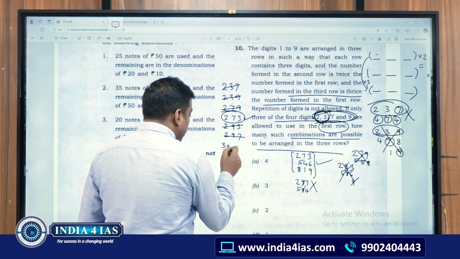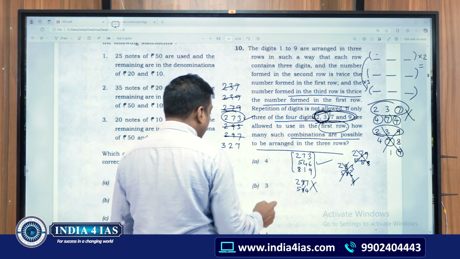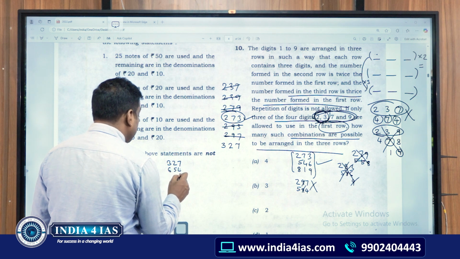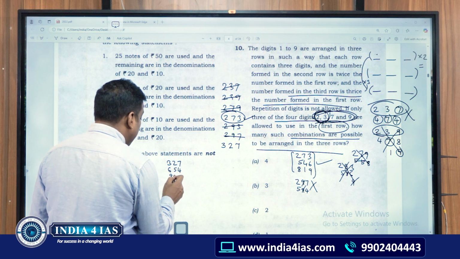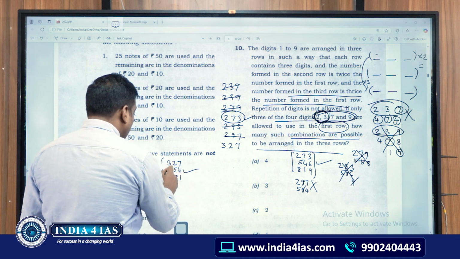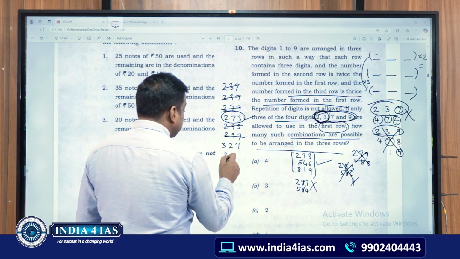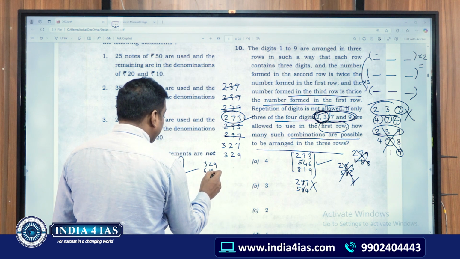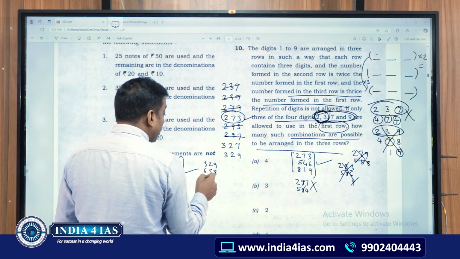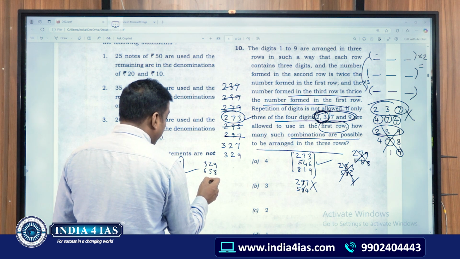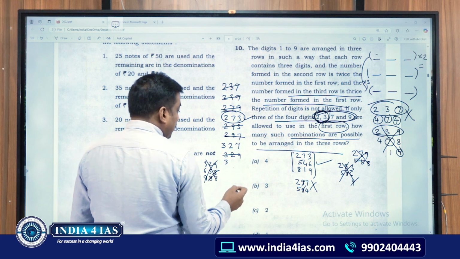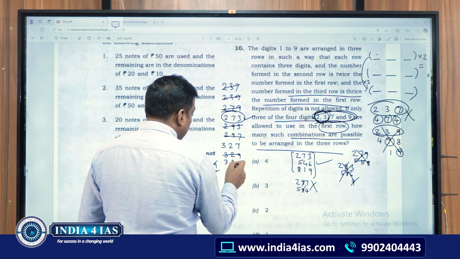But this is not it. We have to start with 3 also. So I'll start with 327. So 327, double of this, it will be 654, still holds good. Then 3 times of this, 981. This also holds good. So 327 is correct. Next, 329. So 329, double of this is 658, still holds good. Then 3 times of this, this will be 987. 88 getting repeated, so wrong. Next, 379.